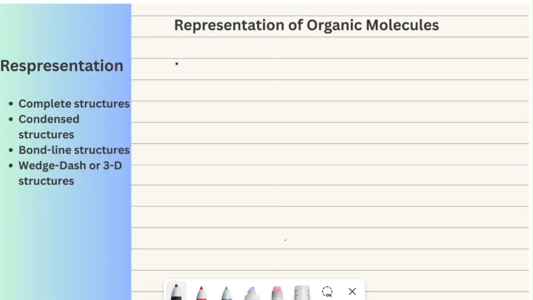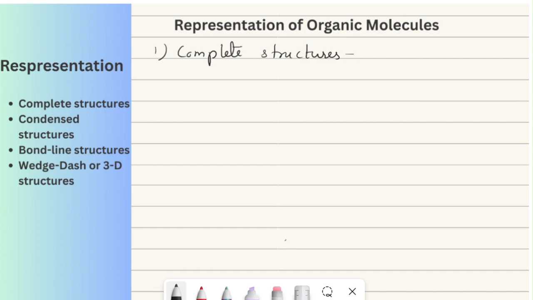In organic chemistry, there are different ways of representing organic molecules depending on the need. We have different representations like complete structure, condensed structure, bond-line structure, and wedge-dash structure, also known as three-dimensional structures. We will discuss all these kinds of representation in this lecture. First, a complete way of writing the molecules, which is also known as complete structures.